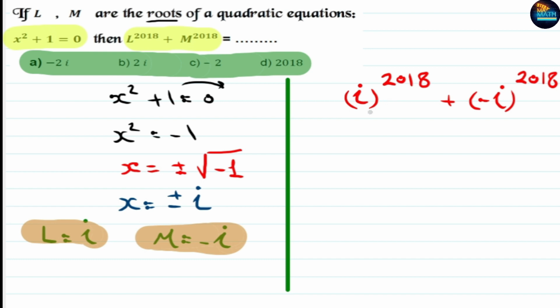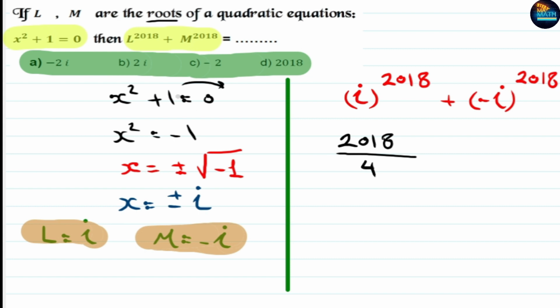You see here the power is so big, right? Just remember, when the power is a multiple of 4, that means the answer will be 1, because i to the power of 4 is equal to 1, i to the power of 8 is equal to 1, i to the power of 12 is equal to 1, you remember? So if the power is a multiple of 4, the answer will be 1. Let's make sure whether 2018 is a multiple of 4 or not. Let's divide it by 4.